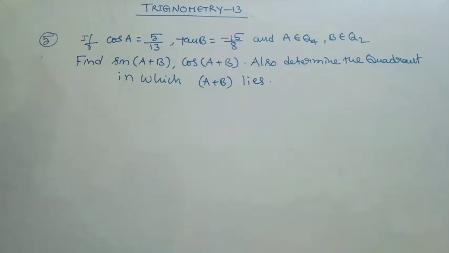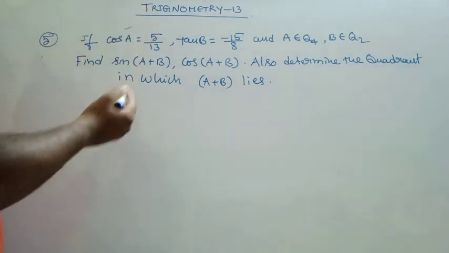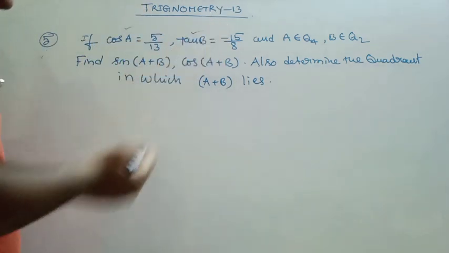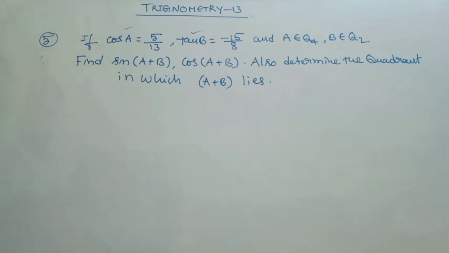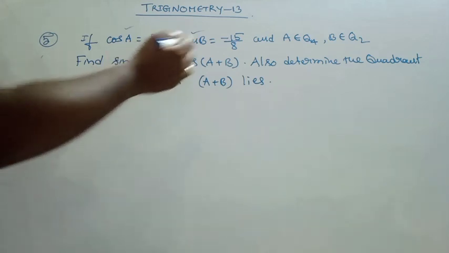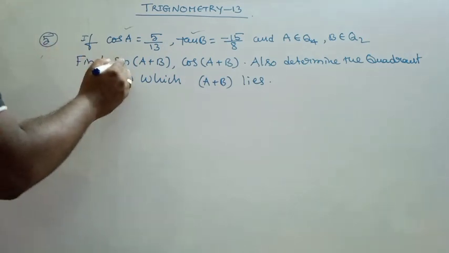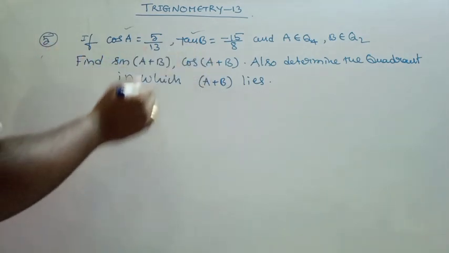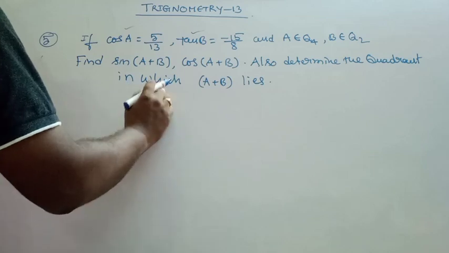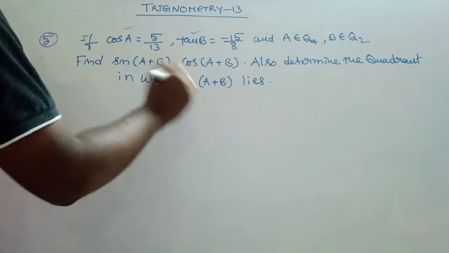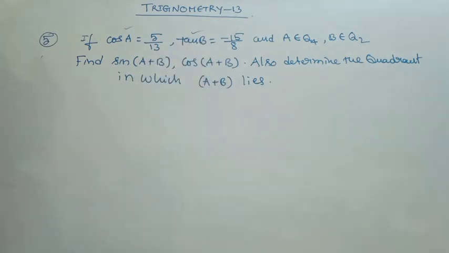See, next beautiful problem here. If cos A is equal to 5 by 13 and they have given tan B equal to minus 15 by 8. Wonderful. And they have given that A is in the 4th quadrant and B is in the 2nd quadrant. They are asking you to find sin of A plus B and cos of A plus B. Also determine in which quadrant A plus B is lying. This is the problem.